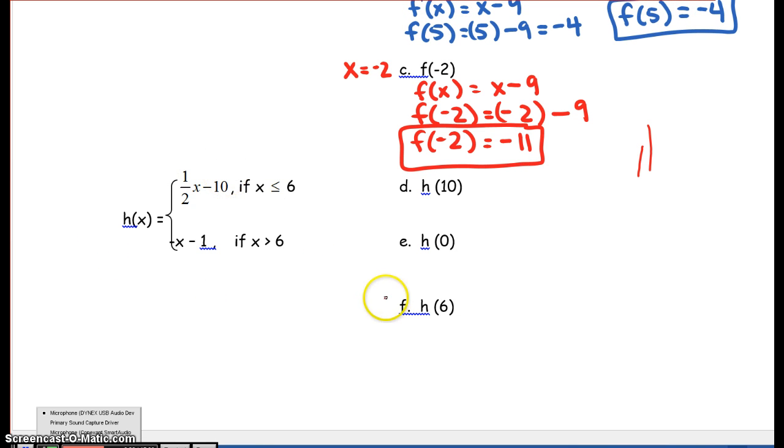Now I'm just going to look at this next one, but we're going to do it in class. If you want to, you can go ahead and try it, but if you're not comfortable with it, we will be working on this in class.